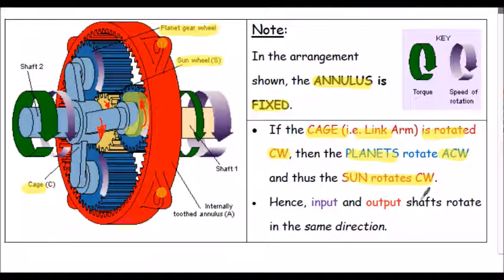This example, of course, shows that the input and output rotate in the same direction, but of course that does depend on the configuration of the Epicyclic, whether that's true or not.